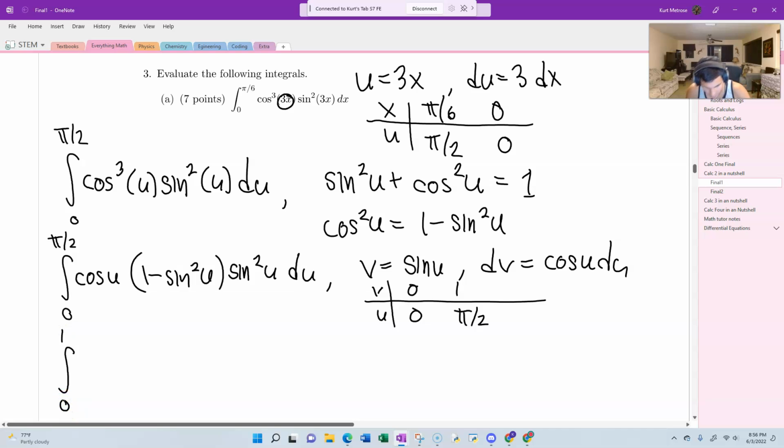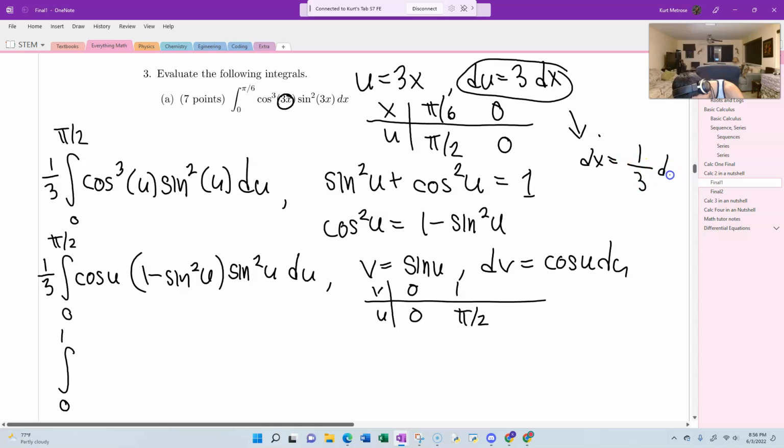One second. I think I saw the fact that I forgot my 1 over 3. Because look at this guy right here. Hence, dx is 1 over 3 du. My bad. That's the only thing I forgot. Everything else is correct. Don't worry about it.